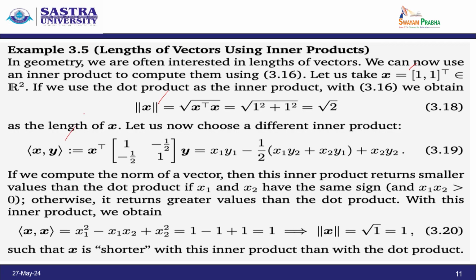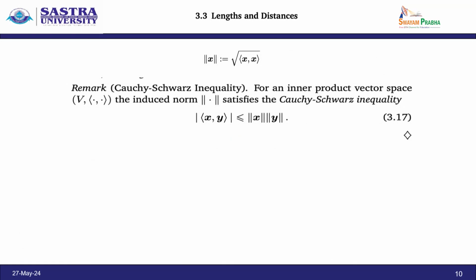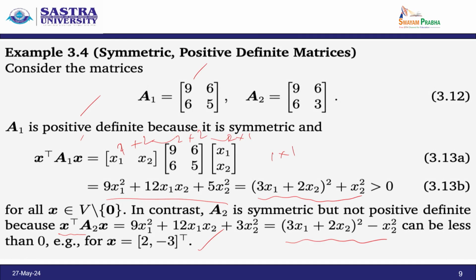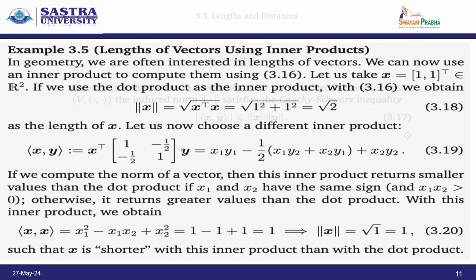So, x transpose, with the main diagonal 1 and the off-diagonal entries minus a half. Based on the previous equation, we can convert it using symmetry, so that the equation reduces to x1 y1 minus half into (x1 y2 plus x2 y1) plus x2 y2. If we compute the norm of a vector, then this inner product returns smaller values than the dot product if x1 and x2 have the same sign and x1 x2 is positive, otherwise it returns greater values than the dot product.